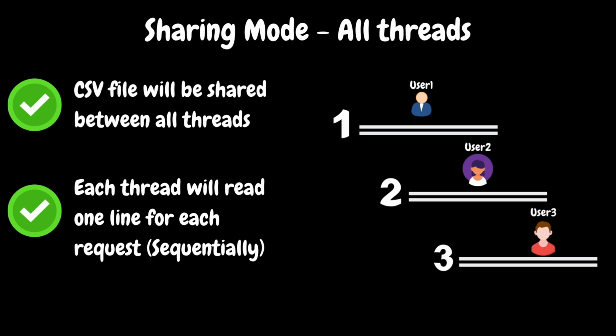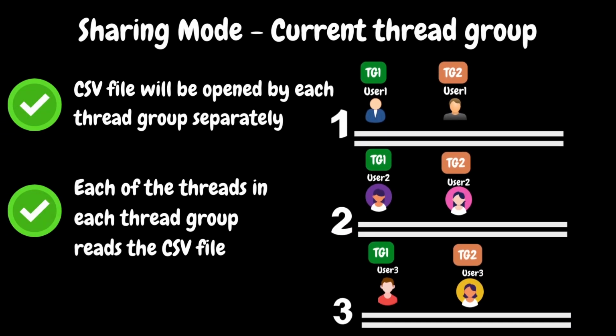If we have more iterations than the data, then they will access the data in a cyclic manner. In the current thread group option, the CSV file will be opened by each thread group separately. That means each thread in every thread group reads the CSV file independently, starting from the beginning and progressing to the end without affecting one another.